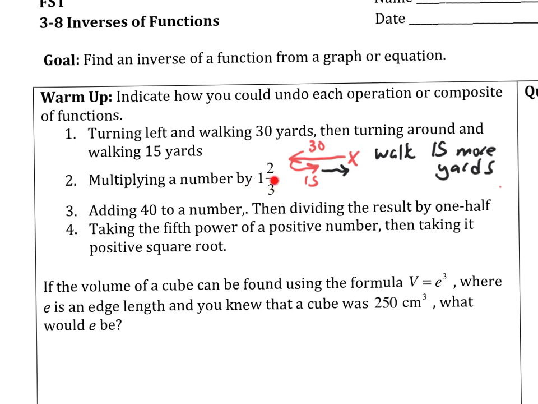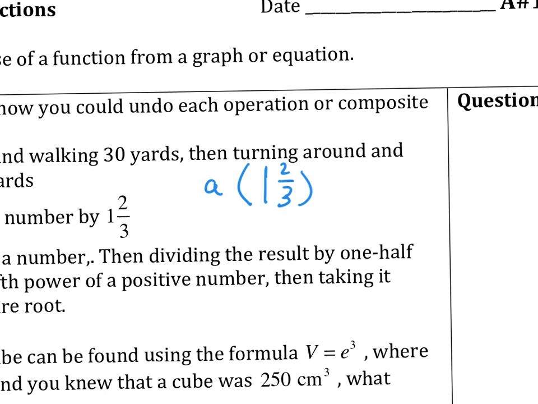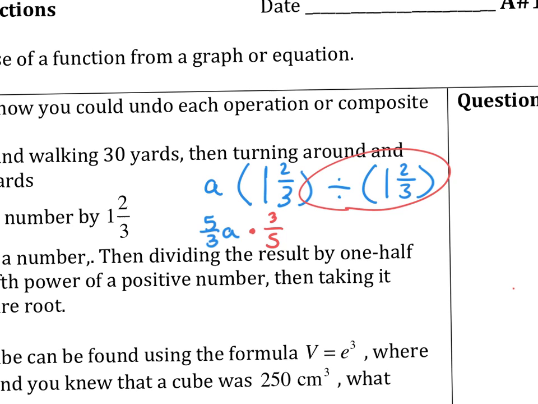Multiplying a number by 1 2/3. How would we undo that? Now, one solution to undo that is just divide by 1 2/3. Good. So in this case, we can look at it from a different perspective by multiplying it by the reciprocal. So we can look at it as a division problem, or we can look at it as a multiplication problem.